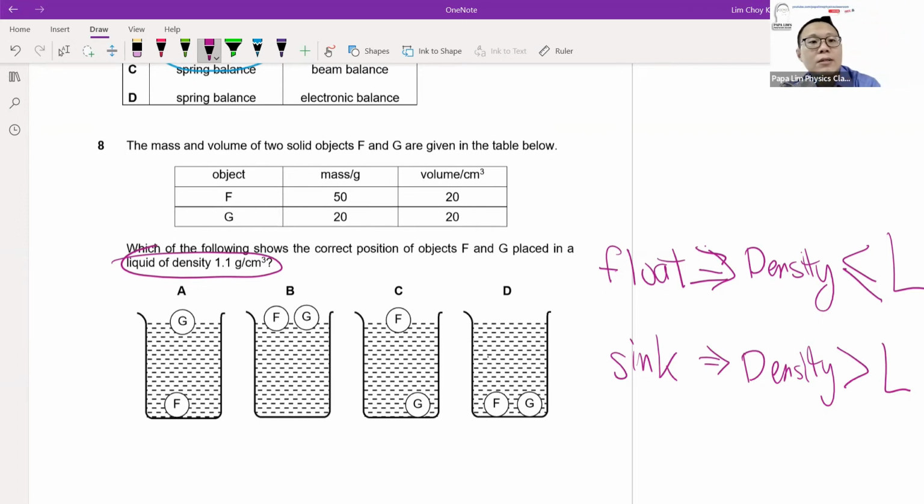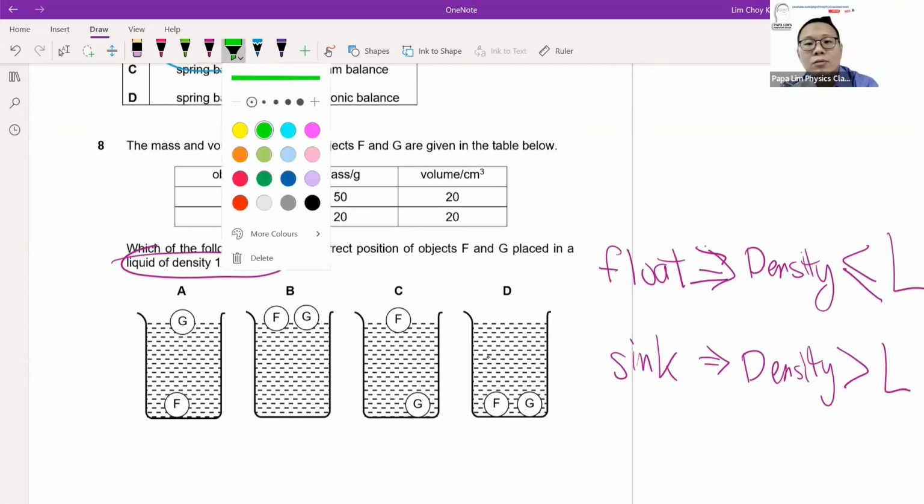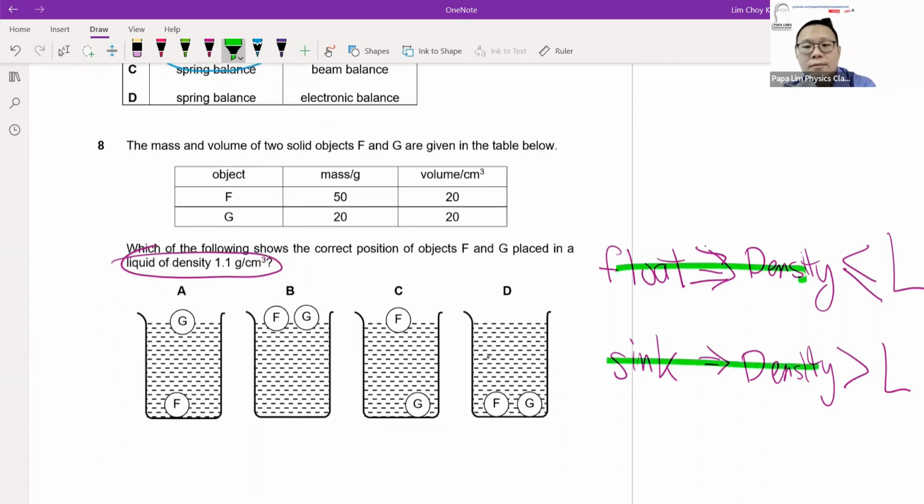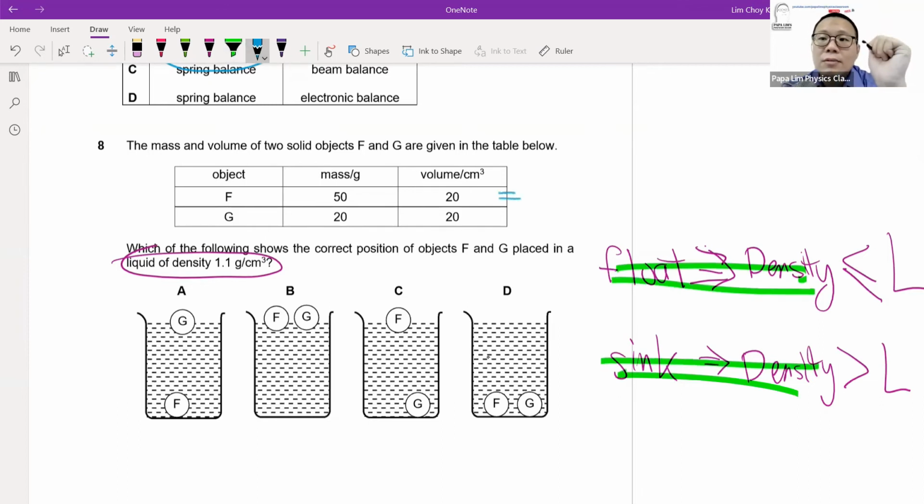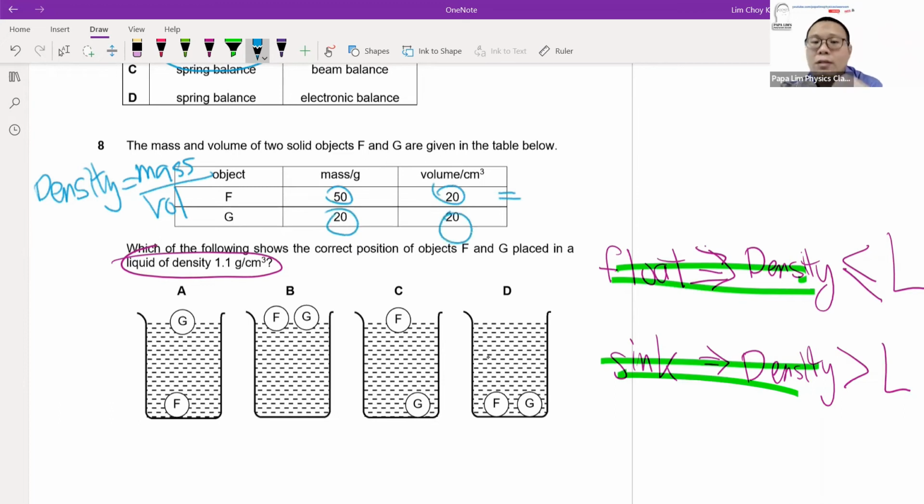Once you know this understanding, we move on to calculate the density of the object. Take note of the formula. The formula we are looking for is mass over volume, not the other way around. Mass divided by volume. So here it will be 50 divided by 20.